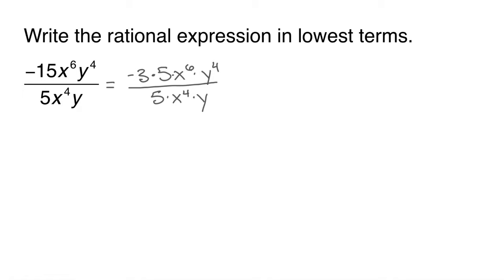Now we divide out common factors. We have a common factor of 5 that we can divide out from the numerator and denominator. We have a common factor of x to the 4th in the numerator and denominator, leaving x squared in the numerator, and we have a common factor of y in the numerator and denominator, leaving a factor of y cubed in the numerator. Simplifying, we have negative 3 times x squared times y cubed.